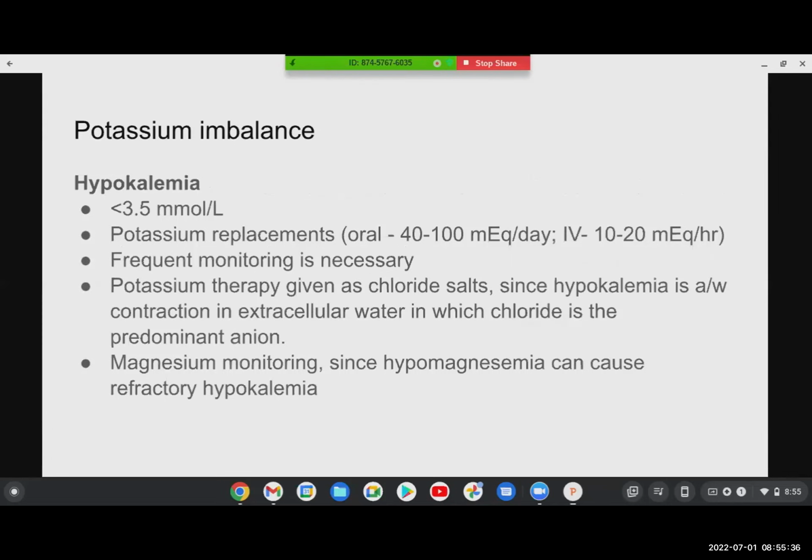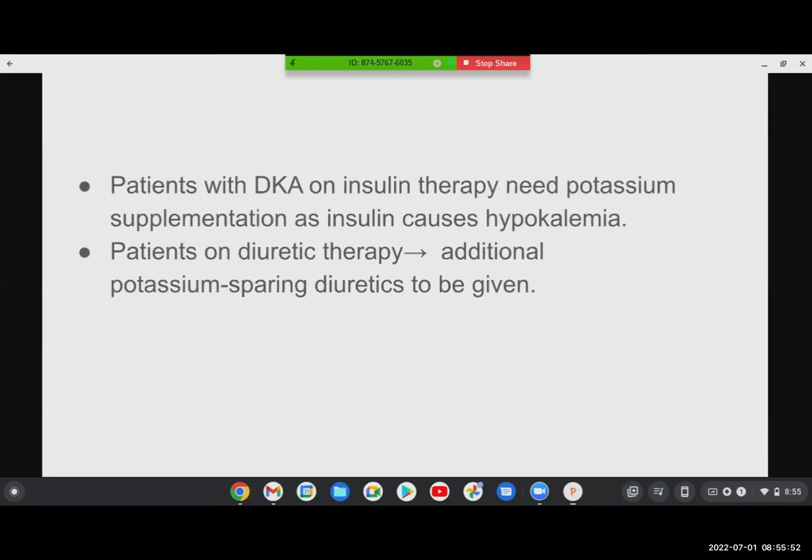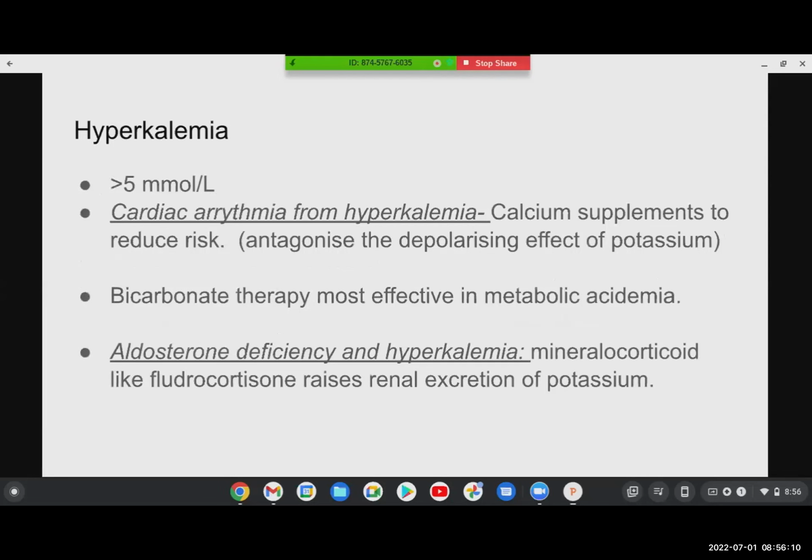Therapy is given as chloride salts since hypokalemia is associated with contraction in extracellular water in which chloride is the predominant anion. Magnesium monitoring is also required as hypomagnesemia can cause refractory hypokalemia. Patients with DKA, that is diabetic ketoacidosis, on insulin therapy need potassium supplementation since insulin causes hypokalemia. And in patients on diuretic therapy like loop diuretics, additional potassium-sparing diuretics like spironolactone need to be given to correct the hypokalemic status.